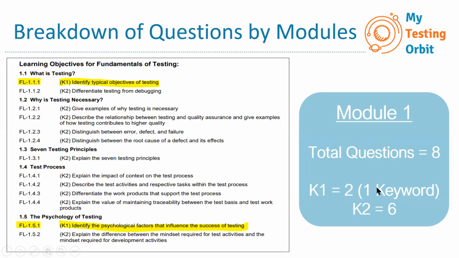In brackets, I have mentioned 1 keyword. This means that out of these 2 questions from K1, one will be around the definition of a keyword. There are different keywords in each module which we have studied. And for your convenience, I have created a list of all the keywords module-wise, and I have also stated their definitions, and I have added that in the group in the file section, so you can always refer to that.